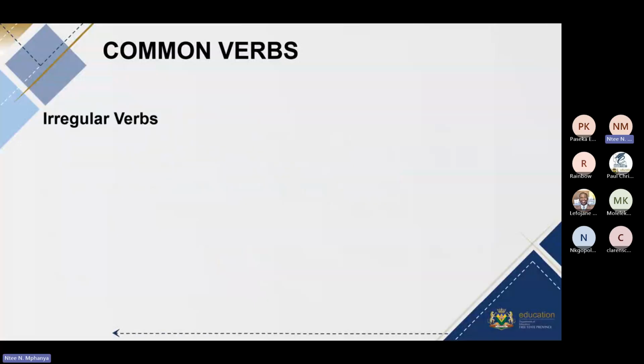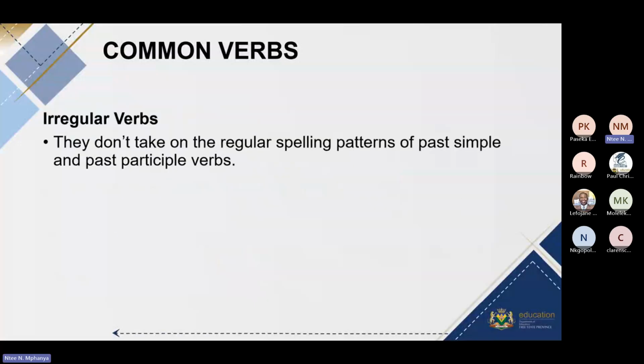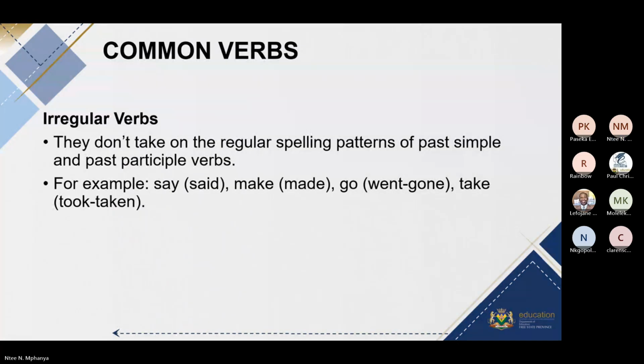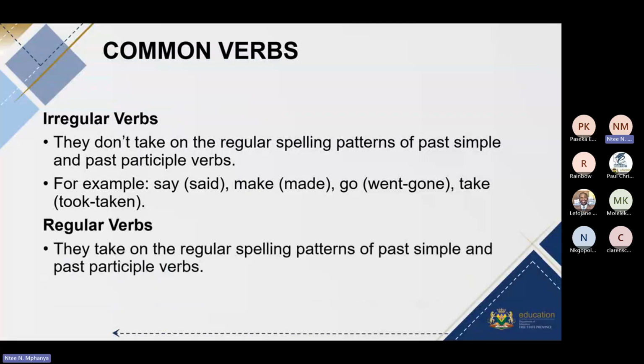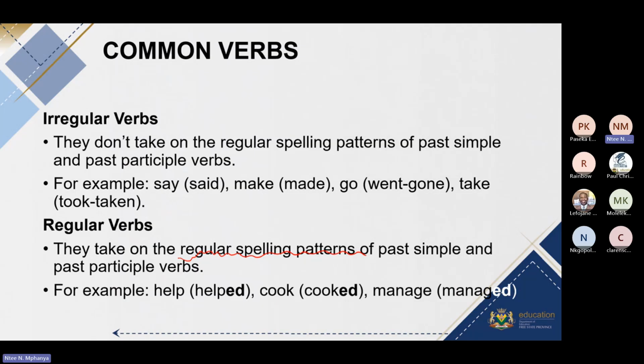Then we have irregular verbs. Here is an example of irregular verbs as I've annotated them. Then we have regular verbs. They take on regular spelling patterns for past simple and past participle. Look at help.